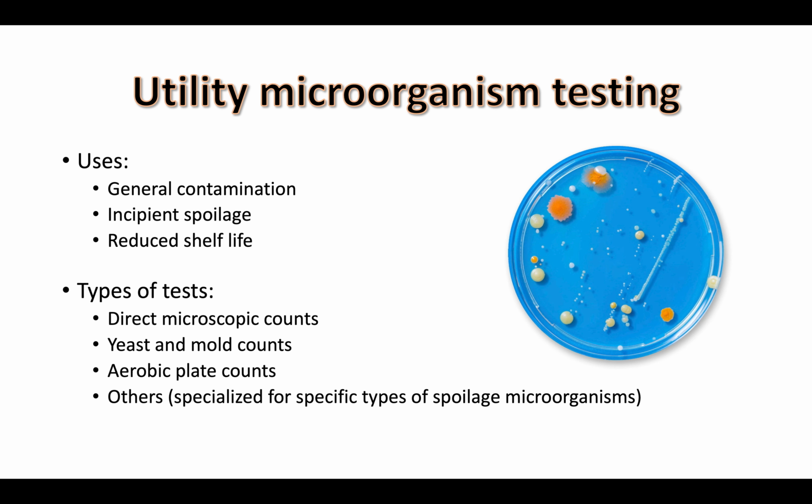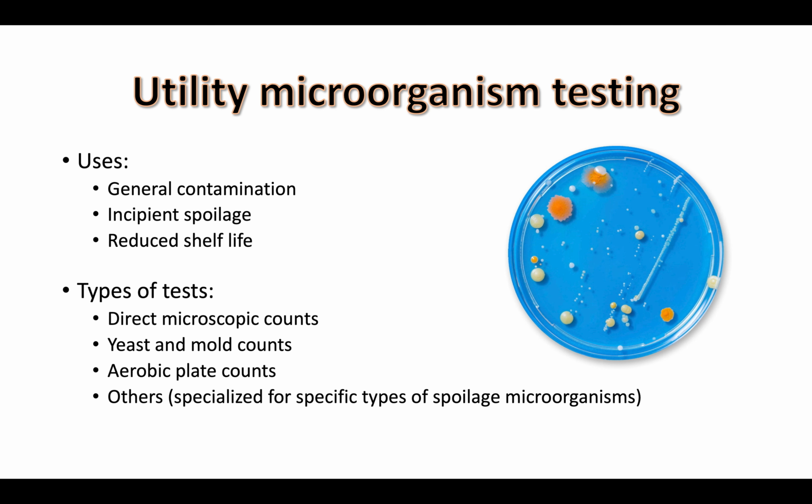Examples are aerobic plate counts, or APC, and yeast and mold counts. These tests do not look for a specific microorganism, but test for a broad range or class of microbes. The results give you a general picture of the microbial levels of the food or the food processing environment. The acceptable level for utility microorganism tests will again vary based on the product and process, but in general, high results can indicate a contamination issue. This could result in quality issues including reduced shelf life or incipient spoilage.